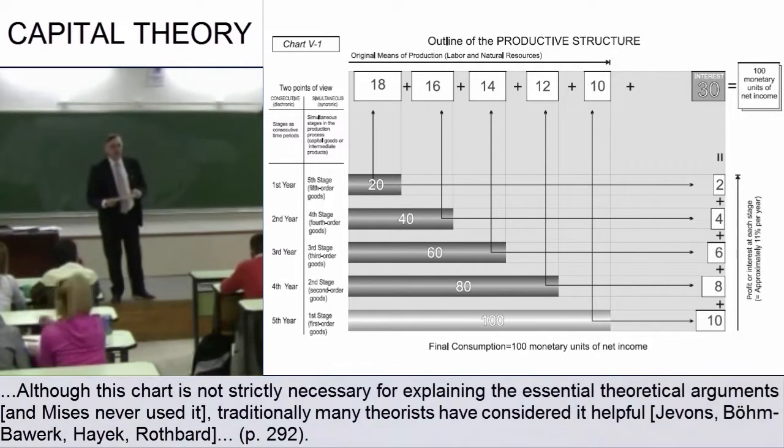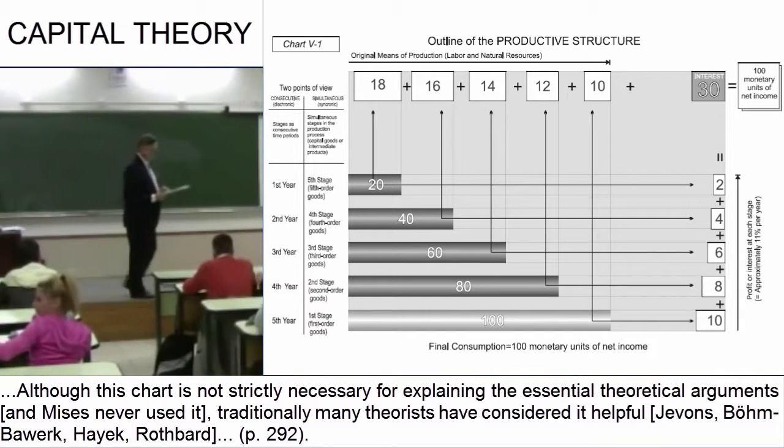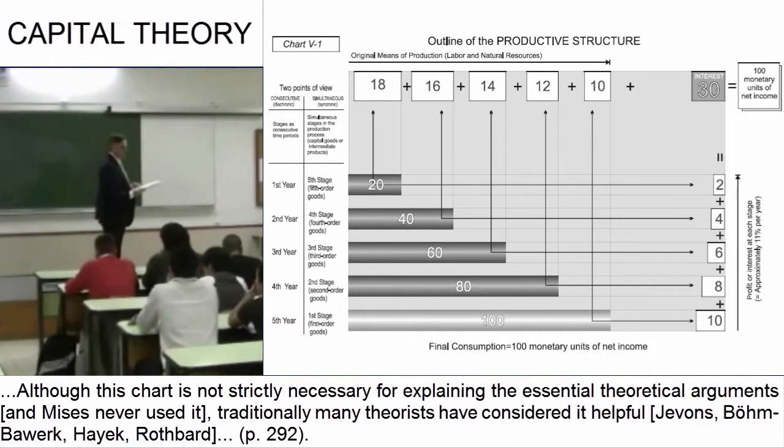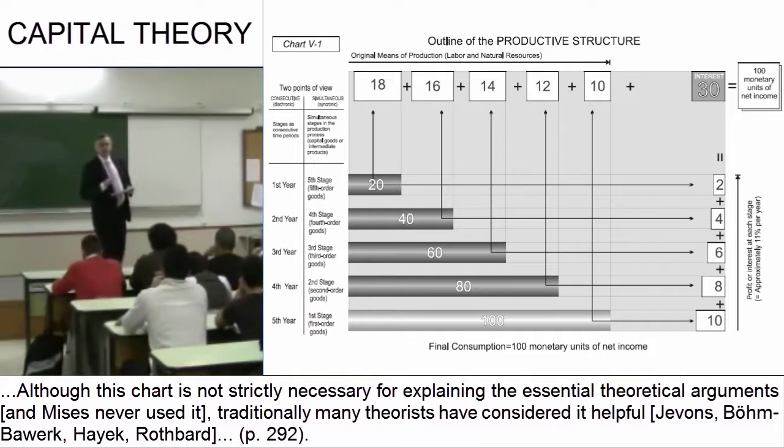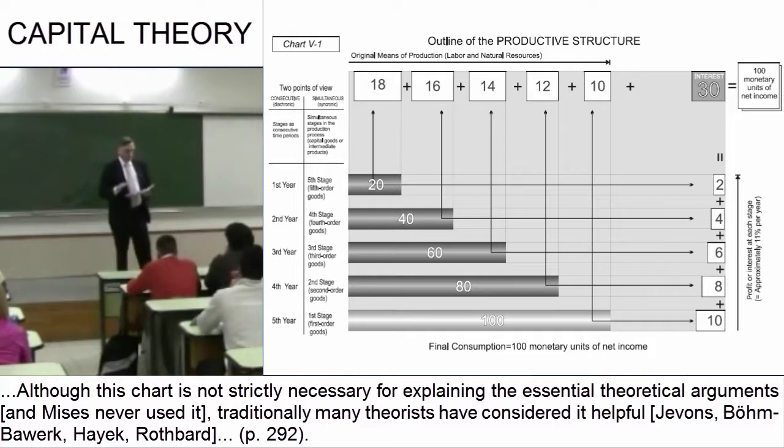Also, its use is long-standing in economic science. Economists from Jevons to Hayek, including Böhm-Bawerk, have used charts like this one to depict the productive structure. So, now I will explain what this chart consists of, so you can all begin to understand it. We will go step by step.